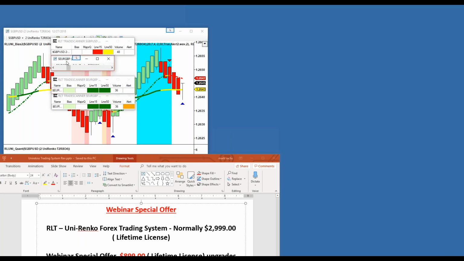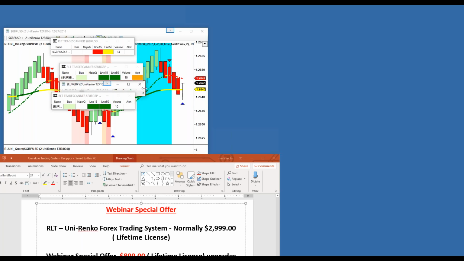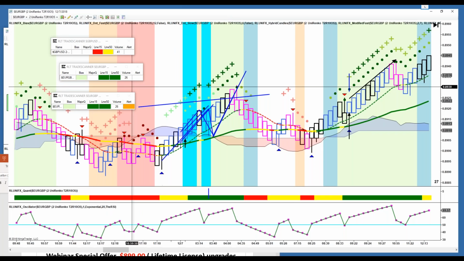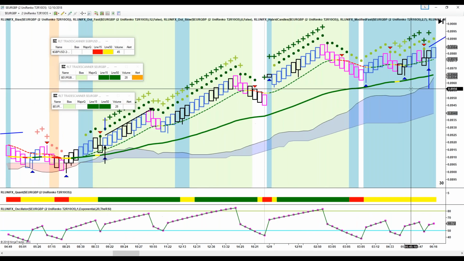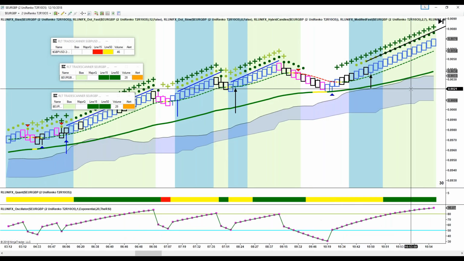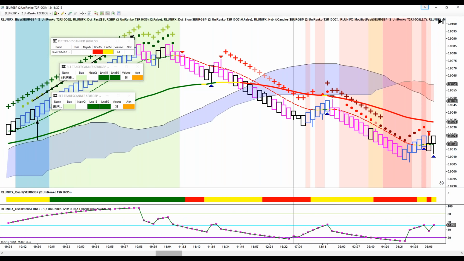But I really like the fact that I could take the euro pound, which is right here, and put it right underneath my market. And so when I get an alert, I can just pop the chart. I don't have to move my focus. And there's no reason to look at the chart without an alert. If there's no alert, you're not trading.